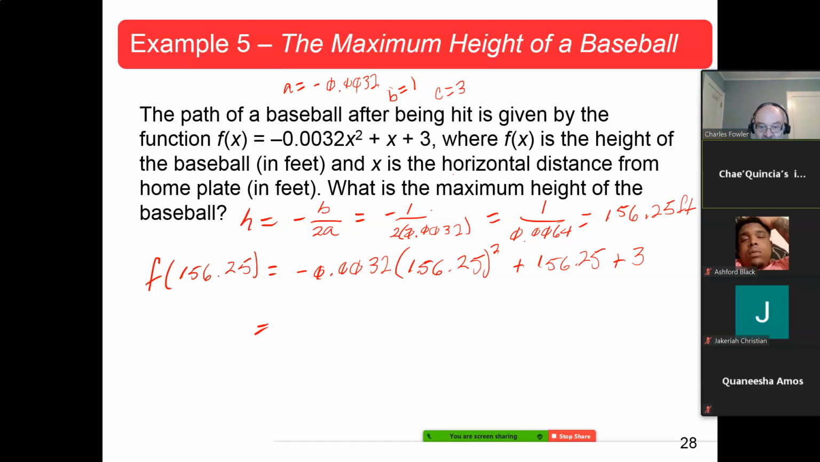Okay, so we got the maximum value to be 81.125 feet. That's how high it went at its maximum height. After that, it's going to start coming down. The question is, will it go over the fence?